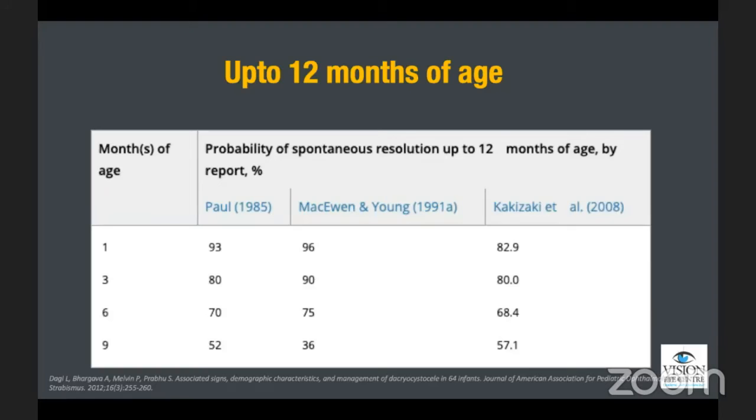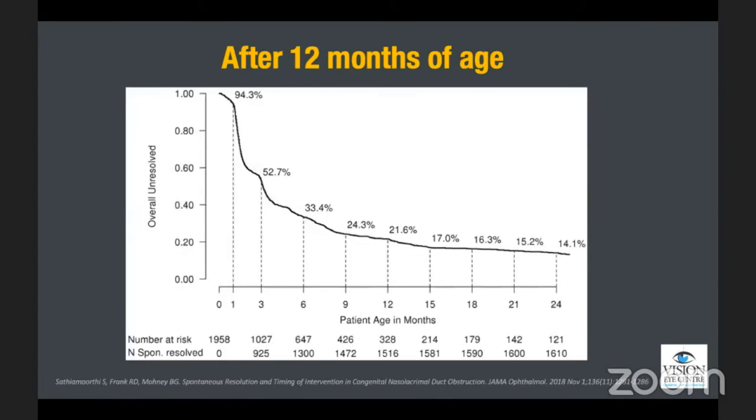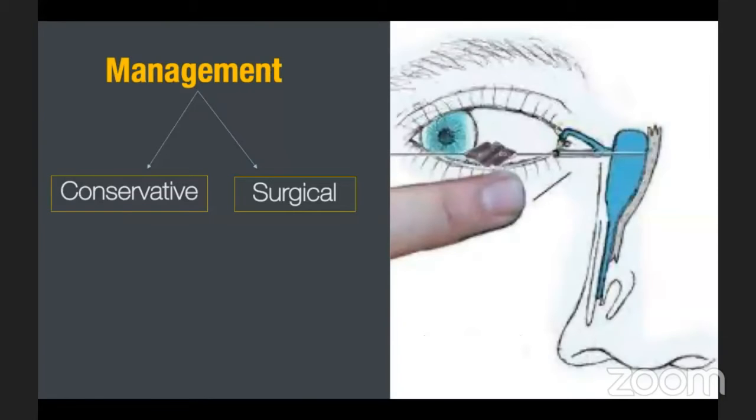The rate of spontaneous resolution definitely decreases as the child nears 1 year of age, but it is highest at 1 month to 3 months. After 12 months of age, you can see that it declines sharply and then plateaus. The rate of resolution after 12 months is quite low. So we can manage these patients conservatively as well as surgically.